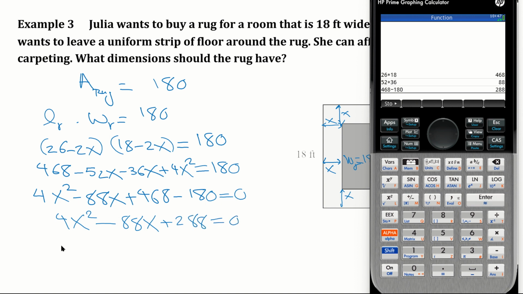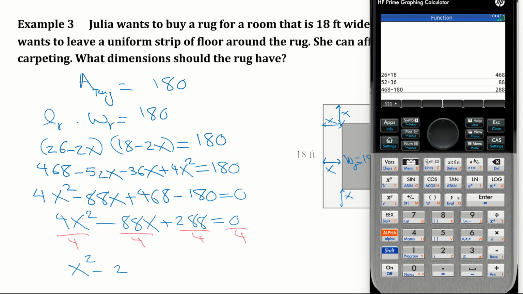Now, it looks to me that 4 goes into all the terms, because all the terms end in 2 digits that are divisible by 4. So if we divide both sides by 4, we end up with the much nicer and simpler equation.